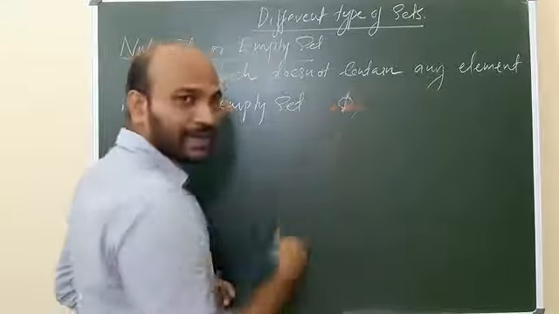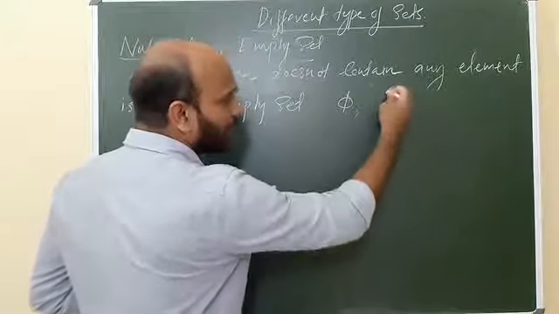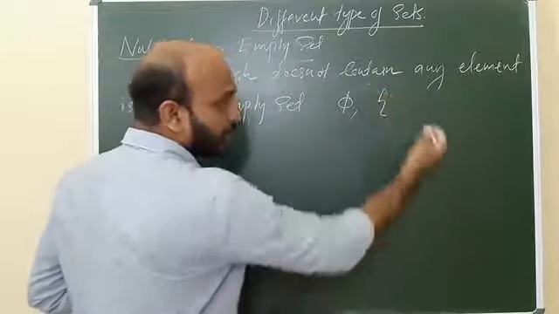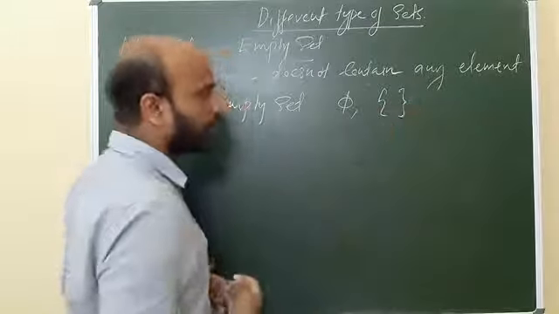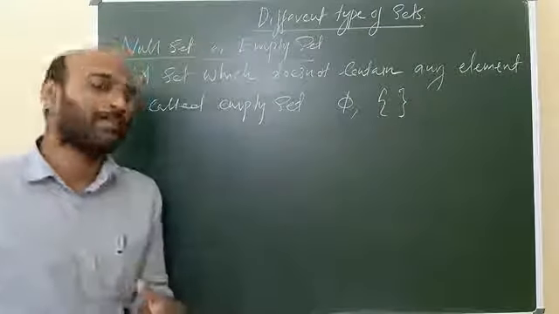This is a Greek letter, or it can also be represented in this way. You have to start the curly bracket and close it. Okay. Now, an example for an empty set.